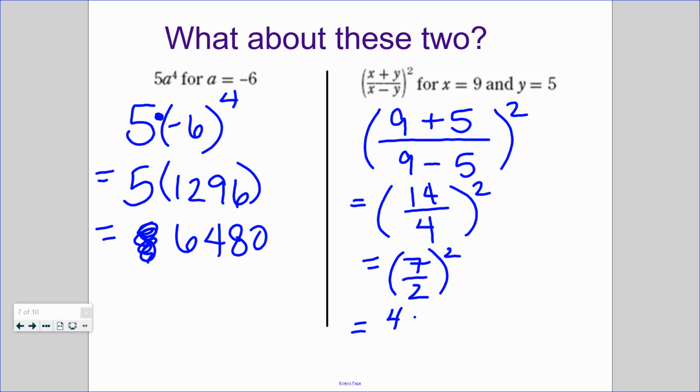So it'll either give you 49 over 4, which technically what it's doing there is it's squaring the numerator and it's squaring the denominator, which, by the way, you can do that in your head if you wanted to. 49 over 4 is 12.25. So if anybody has 12.25, that is also a correct answer here.